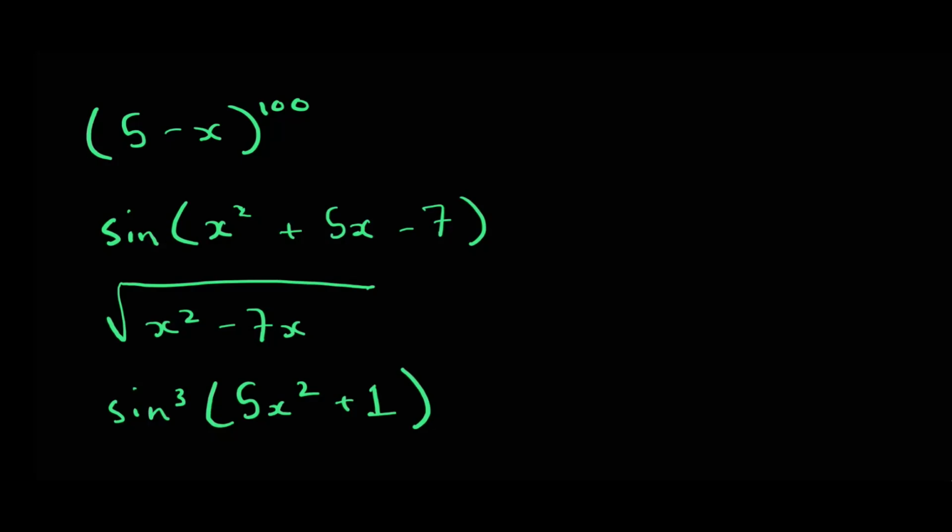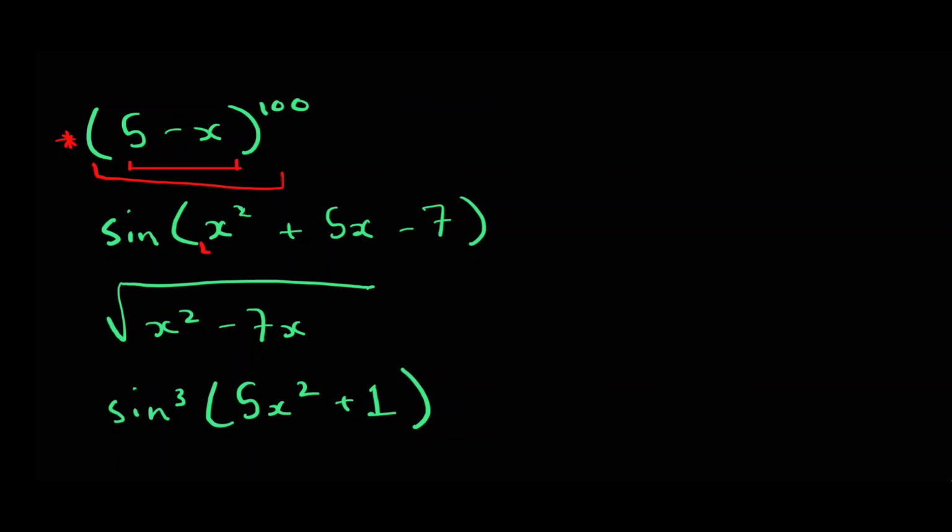Today I'll be showing you how to use the chain rule, which is a rule that's used to find the derivative of a function inside of another function. So on screen here I have some examples of functions that you could differentiate using the chain rule. For example, this first one, 5 minus x all to the power of 100. As you can see, there's an inner function, which is 5 minus x. And then there's also the outer function, which is raising it to the power of 100.